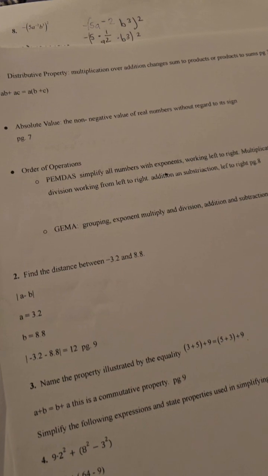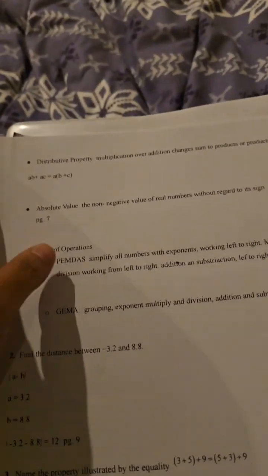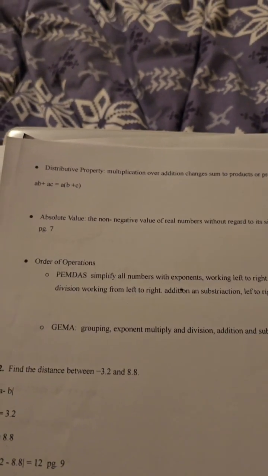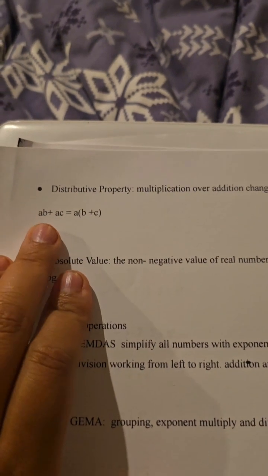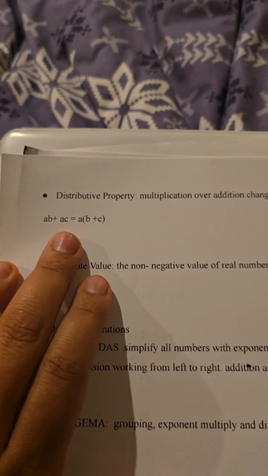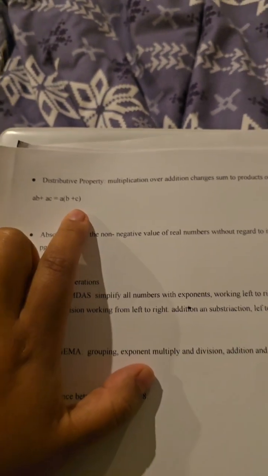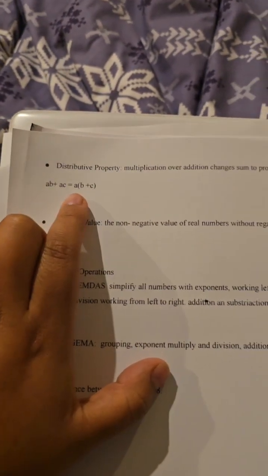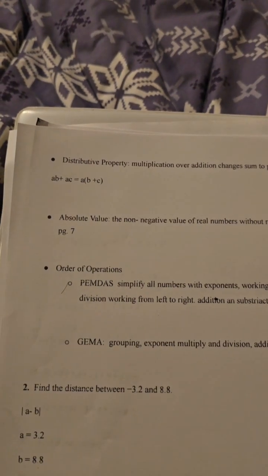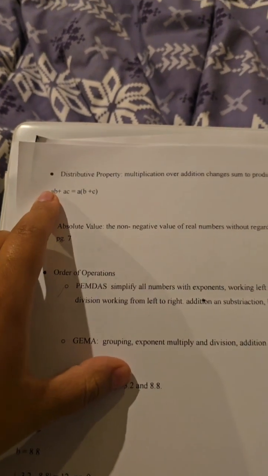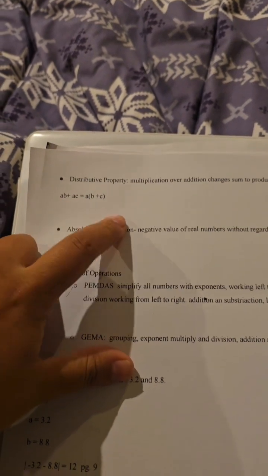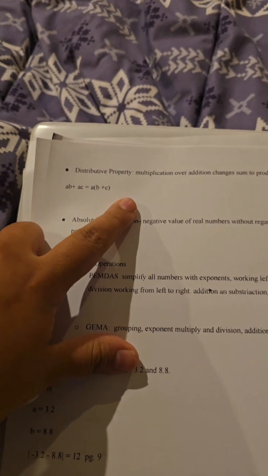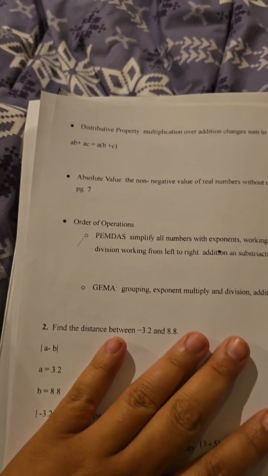With distributive properties, you multiply over addition to turn a product into a sum, or a sum into a product. So this would mean like A times (B plus C), you would distribute it in a way that makes it a sum. Here it says multiplication over addition. So instead of adding everything together, you're going to be multiplying everything to change the sum of the product.